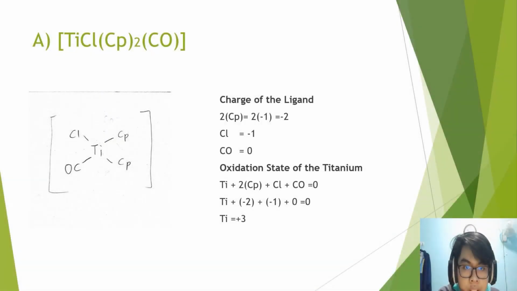Hello there, my name is Lim Yiizamy, matrix number 75451. Today I will discuss question 1. In 1a, the chemical structure for the complex is shown in the diagram. The charge for both cyclopentadiene, diol, and chloride ion is -1, while carbonyl is neutral. Therefore, we can calculate the oxidation state of the titanium. The oxidation state of titanium is 3+.